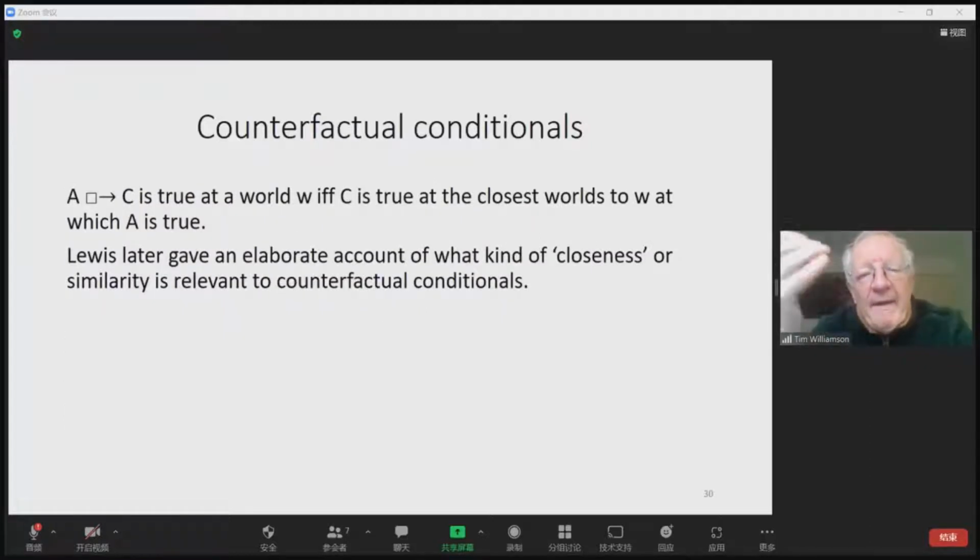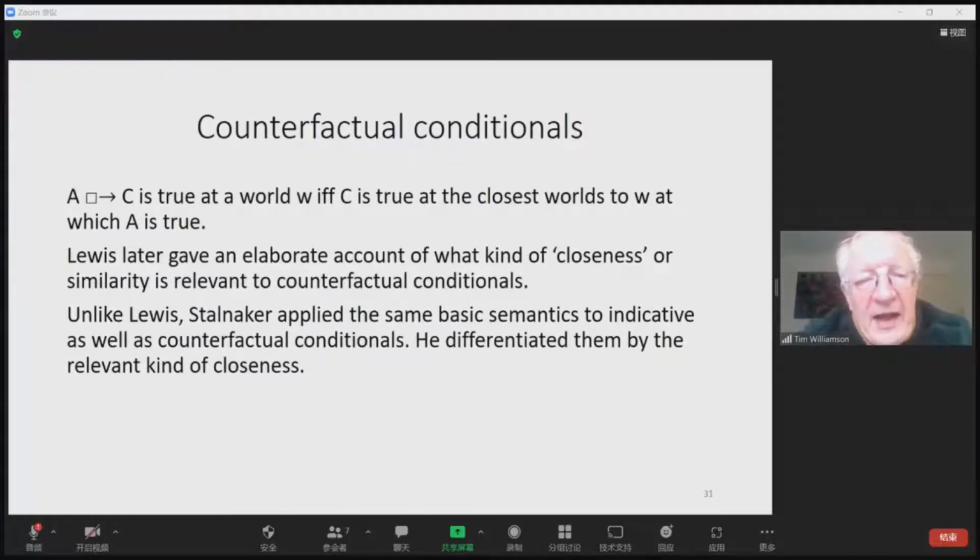And that's just displaying the semantics again. Lewis later gave an elaborate account of what kind of closeness or similarity is relevant to counterfactual conditionals, because not all kinds of similarity give you the right results if you use them to interpret closeness. But he thought that if you study the way we use counterfactual conditionals, you can see what kind of similarity we are using, and then if you interpret closeness in terms of that kind of similarity, that will give you the right results. I'm not going to go into the details about that, but that was his general approach.